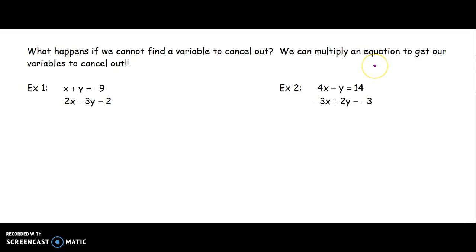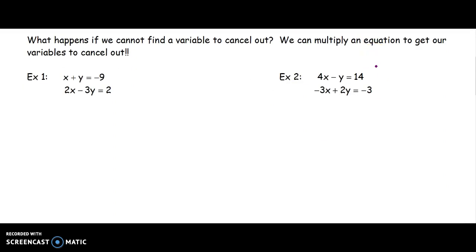Today, if we cannot find a variable to cancel out, we are allowed to multiply a whole equation to get the variables to cancel out. So look here. Our coefficients, the numbers in front of our x's, do not match. Neither do the ones in front of the y's. Okay? So I'm going to try and get rid of the y's only because 1 is negative. Okay? I could do the same for the x, but I'm going to try and get rid of the y's.